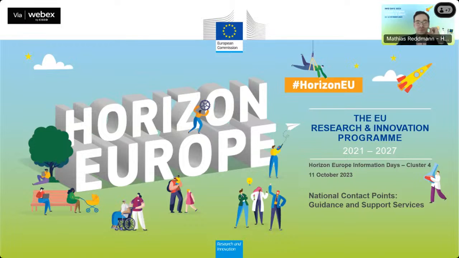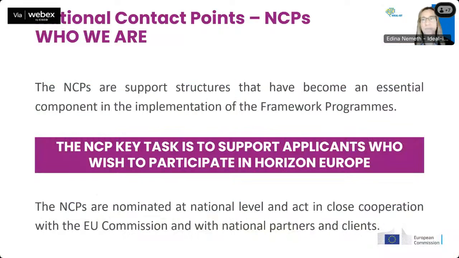So I'm Adina Nemeth. I am representing national contact points. I'm active in the Idealist network, but today I'm speaking on behalf of a lot more contact points. I'll explain a little bit later. So next slide, please. Who are national contact points? Basically, they are national support structures. We are there in every country, and our job is to link national partners with the European Commission, and we are dedicated to make your Horizon Europe journey as easy and as rewarding as possible.